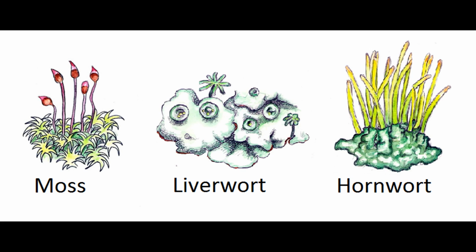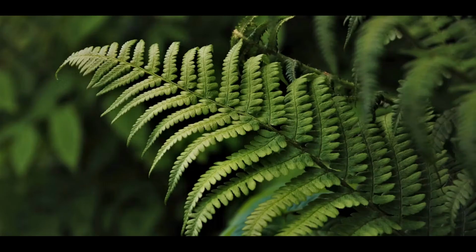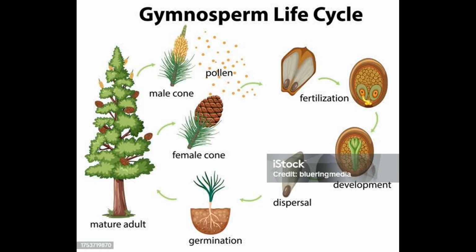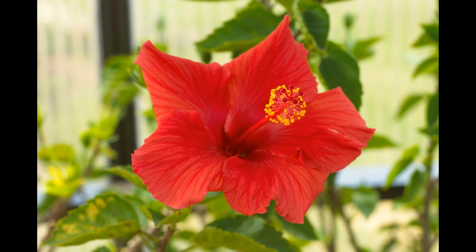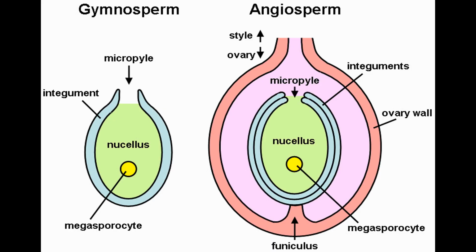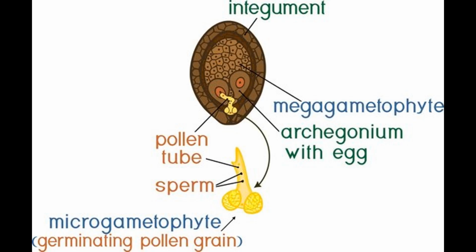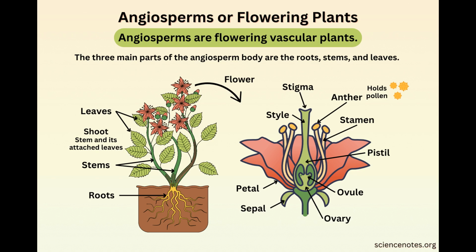In mosses and liverworts, the gametophyte is relatively large, and the sporophyte is a much smaller structure that is never separated from the gametophyte. In ferns, gymnosperms, and flowering plants, that's angiosperms, the gametophytes are relatively small, and the sporophyte is much larger. In gymnosperms and flowering plants, the megagametophyte is contained within the ovule, and the microgametophyte is contained within a pollen grain. Now let's make things simpler.